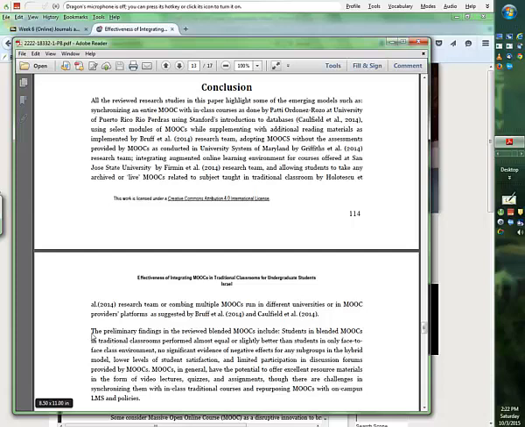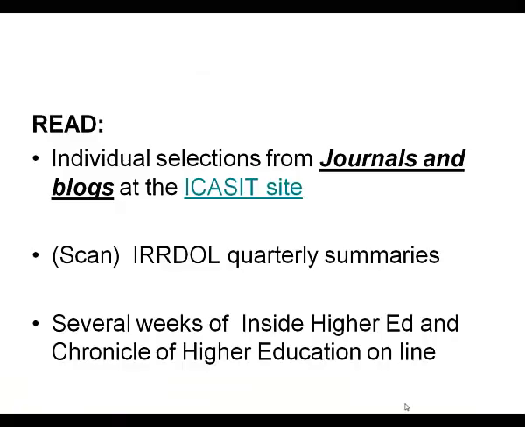I'm on page 115. The preliminary findings in this review of blended MOOCs include that students in blended MOOCs in traditional classrooms performed almost equal or slightly better than students in only face-to-face environments. No significant evidence of negative effects of any sort, etc. That's a really interesting finding, and you'll find so many more of these. So my hope is you'll continue to look into these articles, particularly this week, which is dedicated exclusively to that. They are full of interesting insights. They are as good as you're going to get in terms of academic rigor, and taken together, they give you some very interesting, provable results in this topic we're working on.